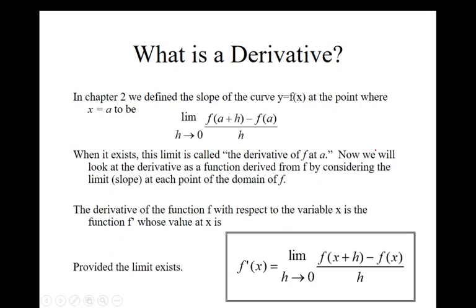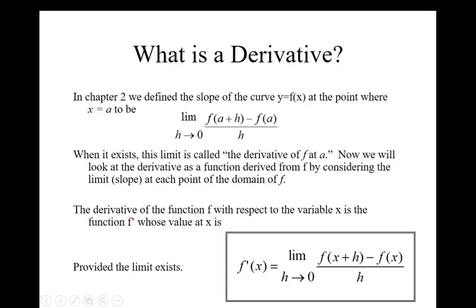Now we're going to look at these derivatives and use them as slope. The derivative of a function with respect to the variable x is the function f prime, f with that little apostrophe mark. Provided the limit exists, and that's one of the things we always have to check. I did that to you last week, when I asked you to find the slope at an asymptote, where the limit does not exist, and you will not be able to do that. So as long as this limit exists, we start calling it the derivative.